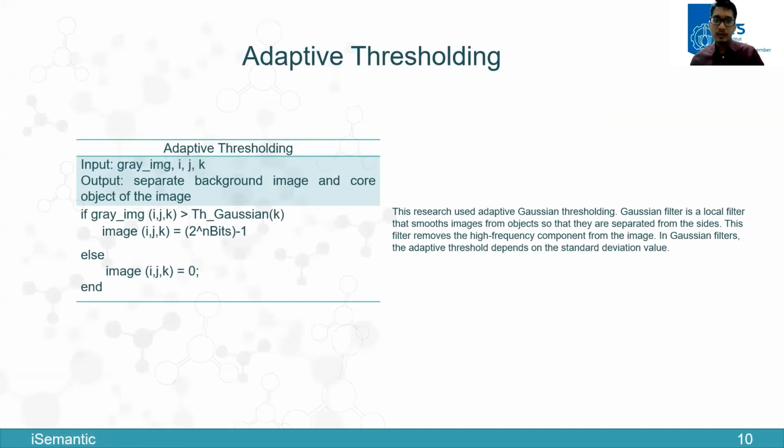Adaptive thresholding, the algorithm is as follows. Gaussian filter is a local filter that smooths the image so that objects are spared from the sides. This filter removes the high frequency component from the image. And in Gaussian filter, the adaptive threshold depends on the standard deviation value.